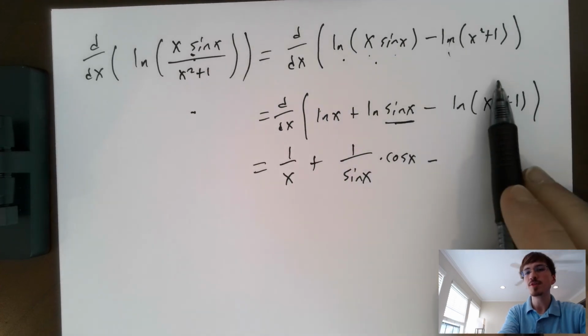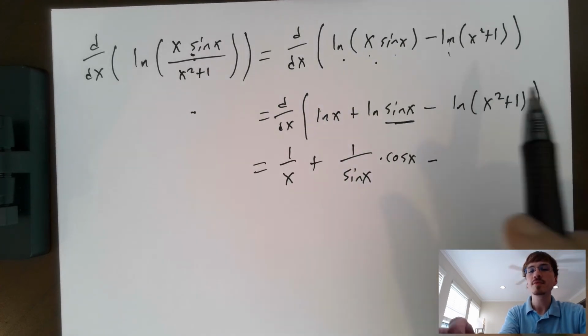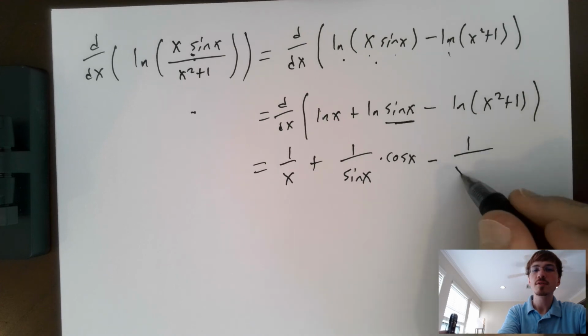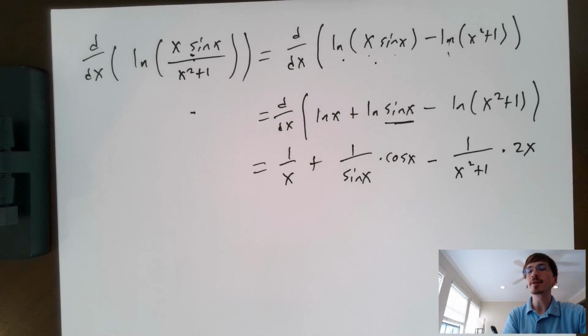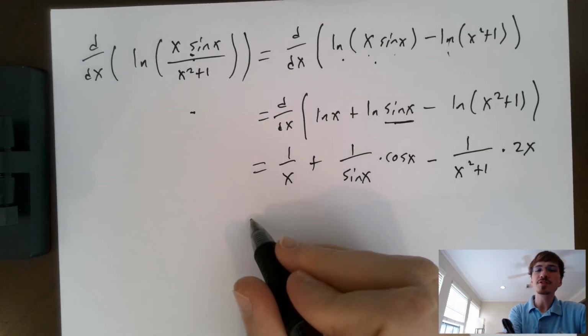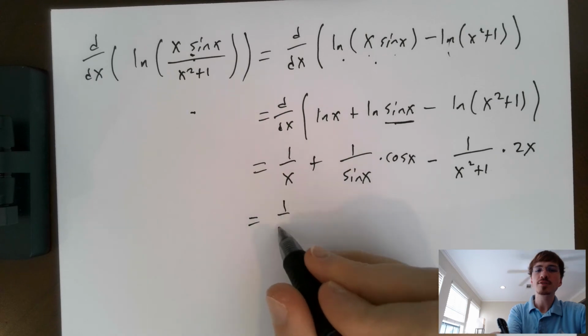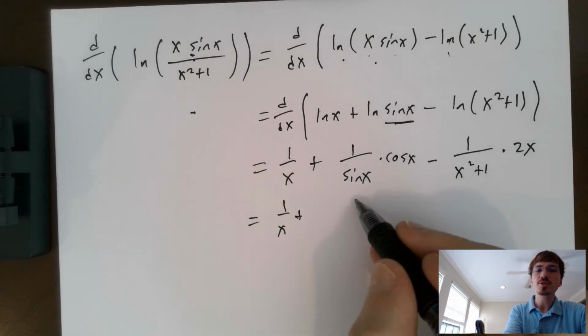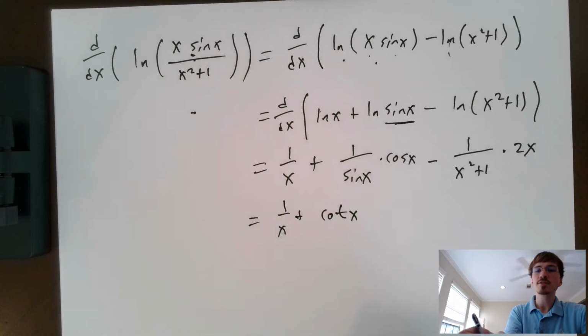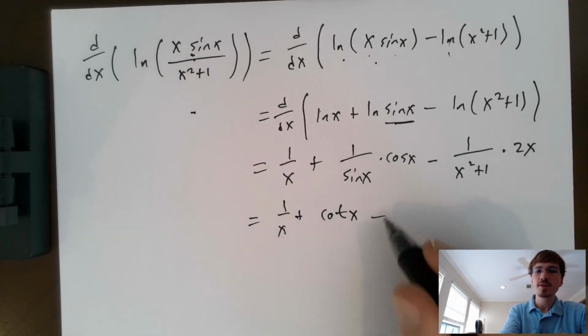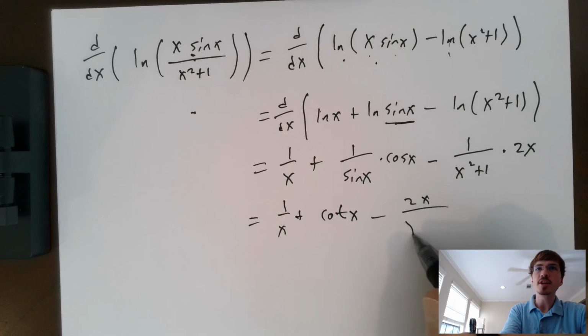Minus, what's the derivative of natural log of stuff? It's 1 over stuff, times the derivative of what's inside, which is 2x. And we could rewrite this just a little bit. This is 1 over x plus, what's cosine x divided by the sine of x? That's cotangent of x. That's kind of nice. Minus 2x divided by x squared plus 1.